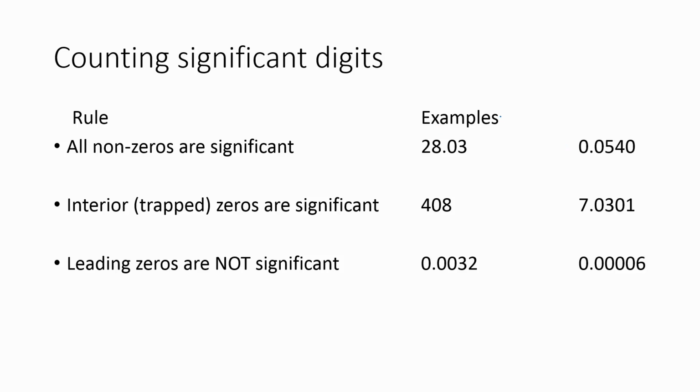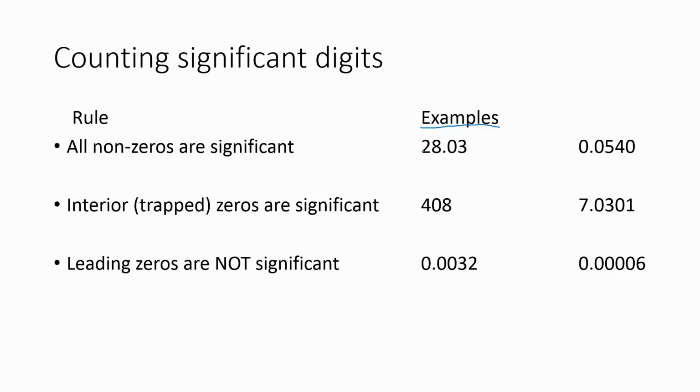Okay, so when we start counting significant digits, we're going to need to do that sort of thing in order to figure out how to assign significance to numbers, whether we should include them as significant in calculations or not. So let's start looking at how we would count digits.